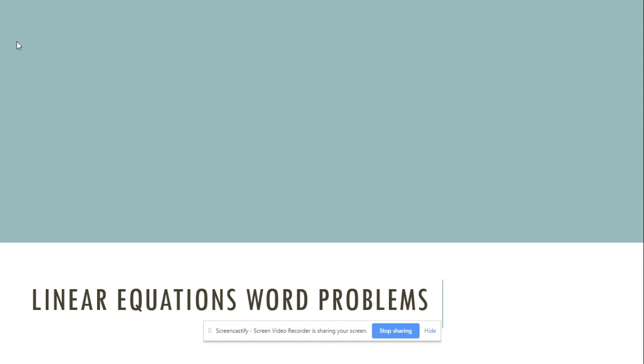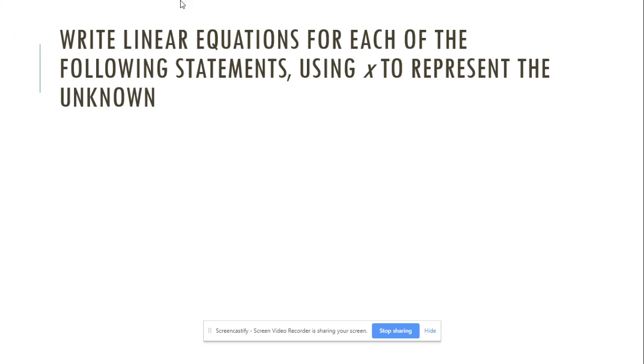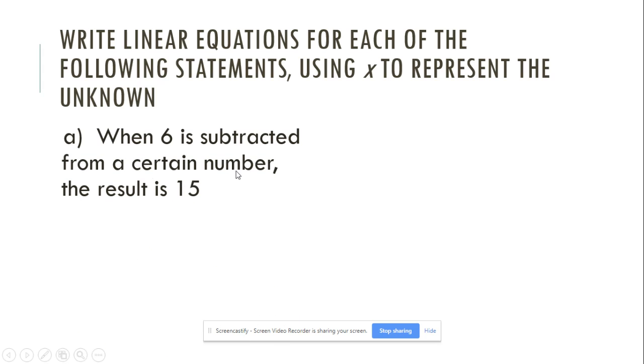All right, so we're looking at linear equations into word problems. Okay, so this question says write the linear equations for each of the following statements using x to represent the unknown. So, question A, when 6 is subtracted from a certain number, the result is 15. So remember that 6 is being subtracted from the number. So the certain number, which will be x, comes first.